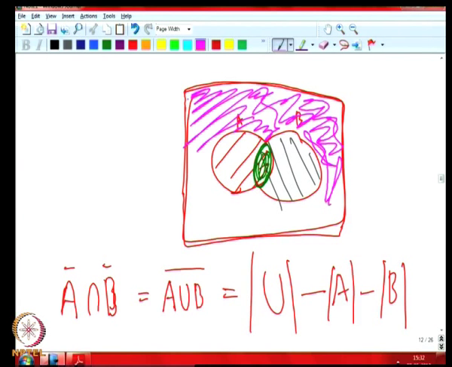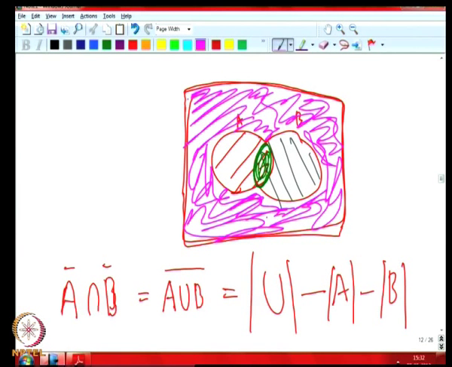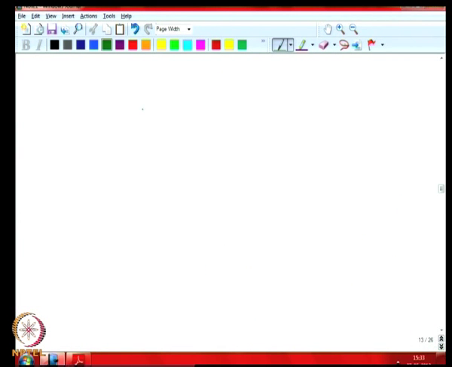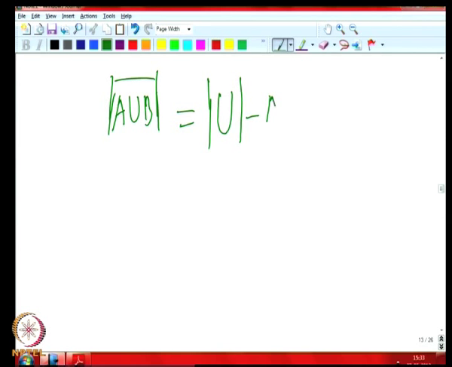It was natural that we took the entire thing U and subtracted A and then B, and we expected to get this answer, the number here. But the problem is that this green part which I marked here, the intersection of A and B, got subtracted in A as well as in B, two times. So I have to re-add it, plus the cardinality of A intersection B. That's what we need to use. So the final formula: the cardinality of (A union B) complement is equal to the cardinality of the universe minus the cardinality of A minus the cardinality of B plus the cardinality of A intersection B.